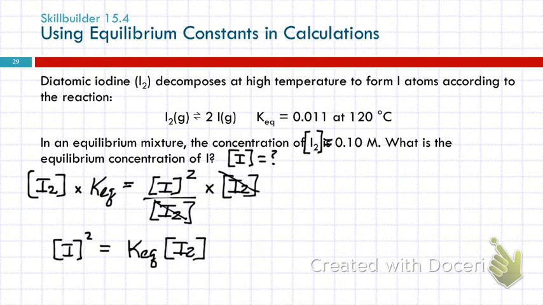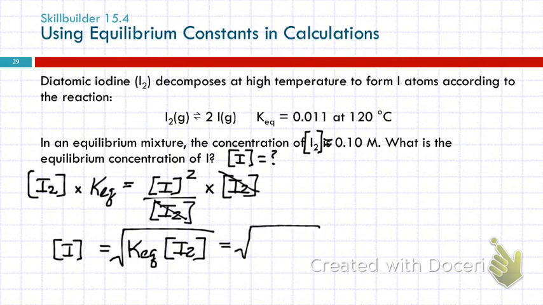I don't want I squared. I want I. How do I get it? Square root. Draw it in the air. I know what you mean. If we take the square root of both sides, we can do anything to this equation as long as we're fair about it and do the same thing to both sides. So I'm going to take the square root of that side and the square root of this side. When I take the square root of something that is squared, those things cancel out. So that makes the square go away. So the concentration of iodine atoms is equal to the square root of the equilibrium constant times I2 concentration.